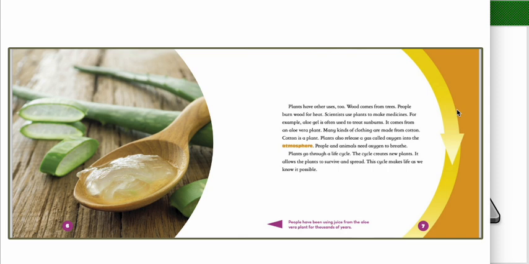Plants go through a life cycle. The cycle creates new plants. It allows the plants to survive and spread. This cycle makes life as we know it possible.